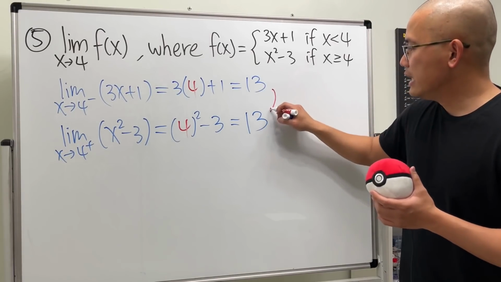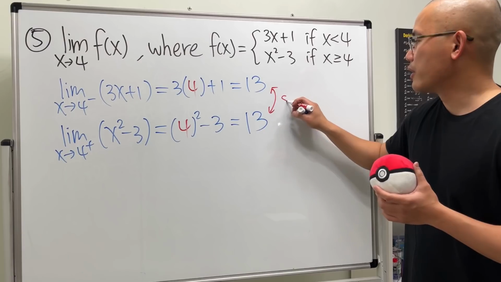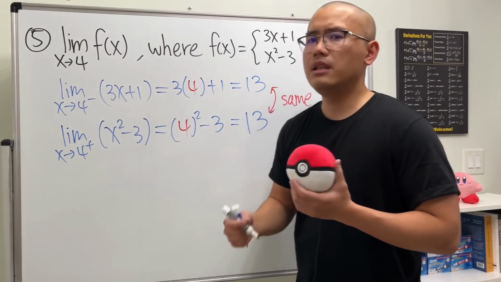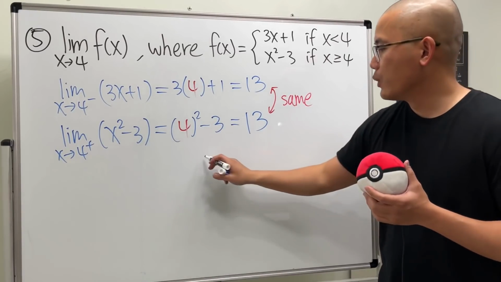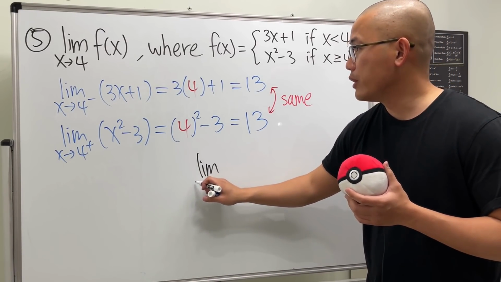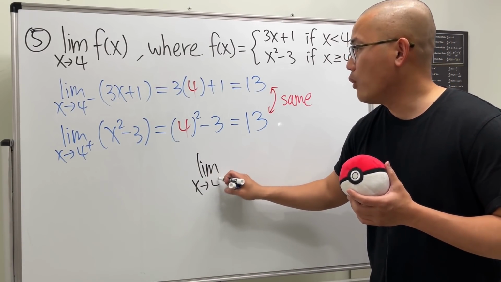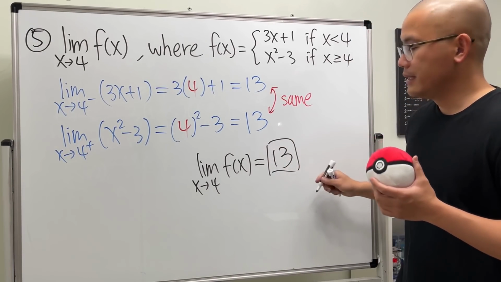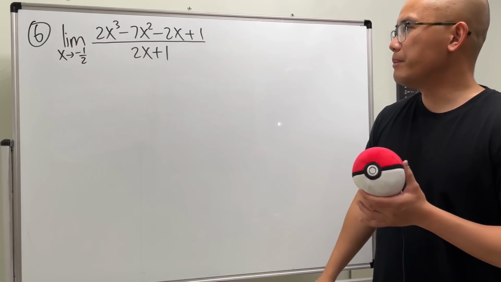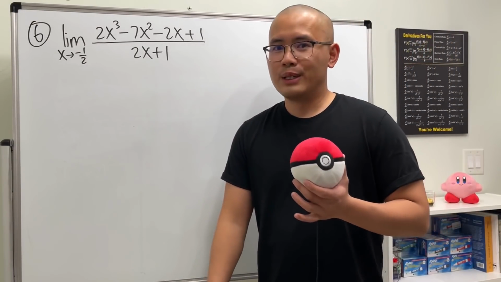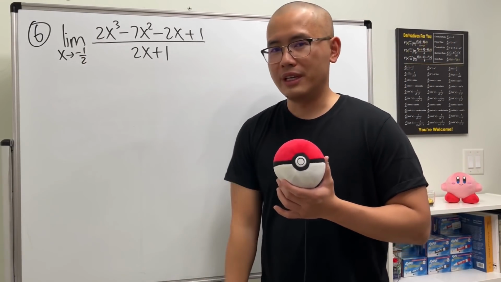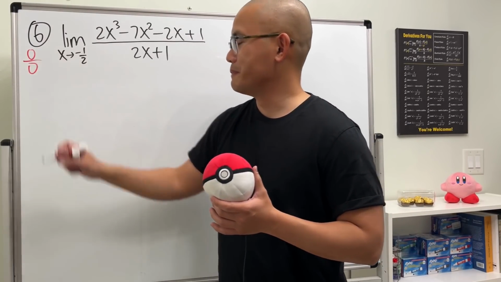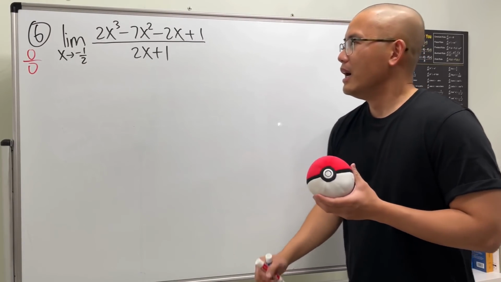Because the left limit and also the right limits are the same, that means we can draw a conclusion that this limit is also equal to this number, which is 13. So let me write down the limit as x approaching 4 of our function. This right here is equal to 13. All right, for number 6, plugging negative 1/2 into all the x's. I will tell you, it's going to be 0 over 0. All right, so not easy one.